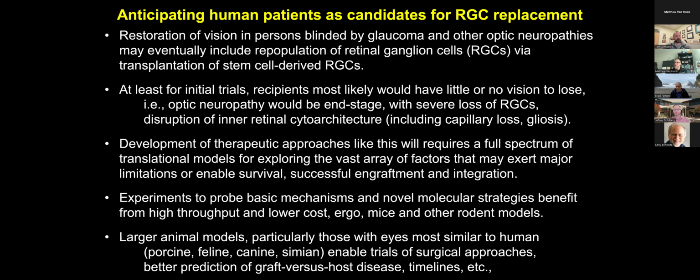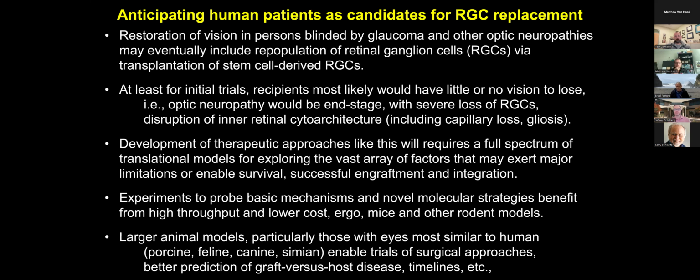That said, I think that development of these approaches, being that this is a relatively new field, are going to require a full spectrum, is the way I phrased it, of translational models in all different species. The advantages that come from mice, of course, are genetic manipulations, but also the ability to do high throughput at relatively low cost, mice and other rodent models. We do ultimately need larger animal models with eyes that are much more similar to the human being. And there are a host of species that I think fill that gap.